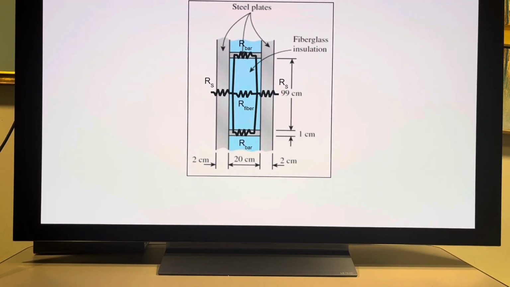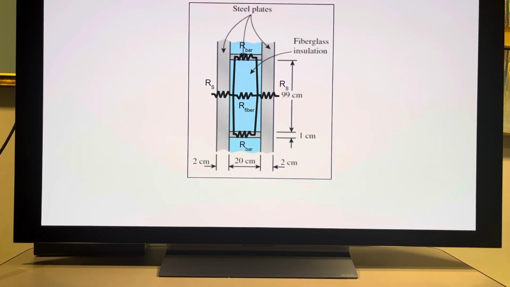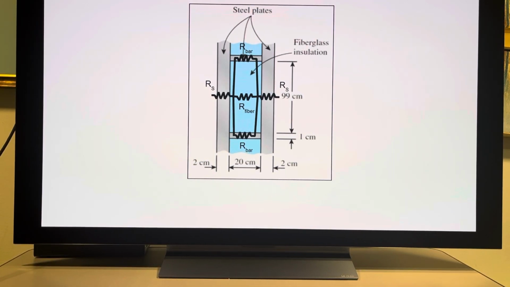This is the problem I decided to go with: a double paned window, or a double paned wall, depending on how you look at it.